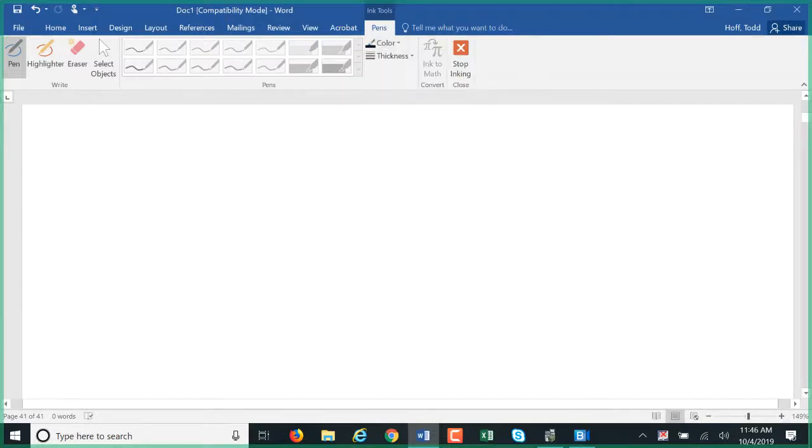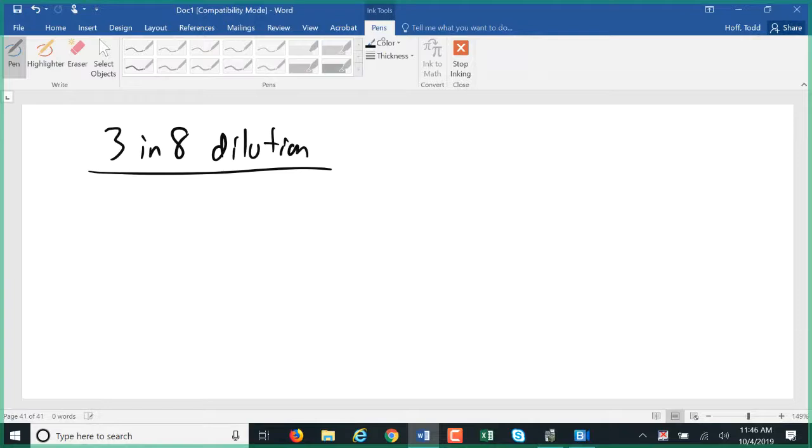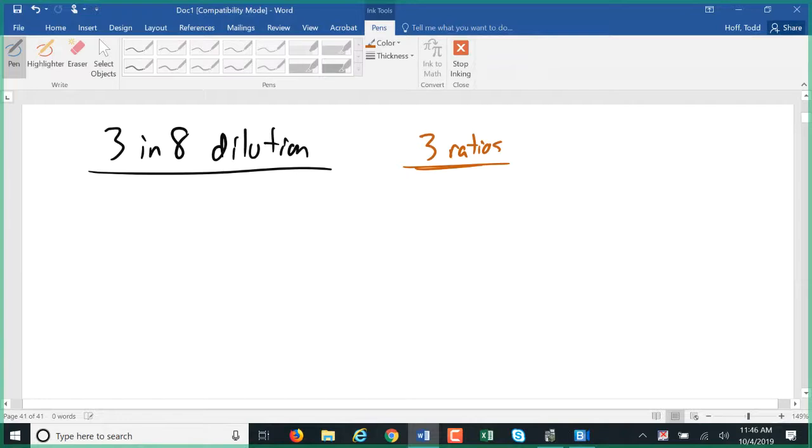So if I give you a 3 in 8 dilution, there are actually 3 ratios that are important to us out of that 1. The first is the dilution itself, 3 in 8. 3 represents the parts serum, and 8 is the parts total solution.